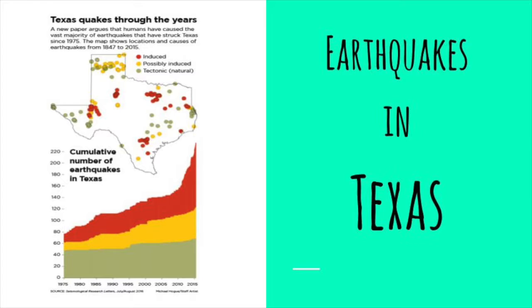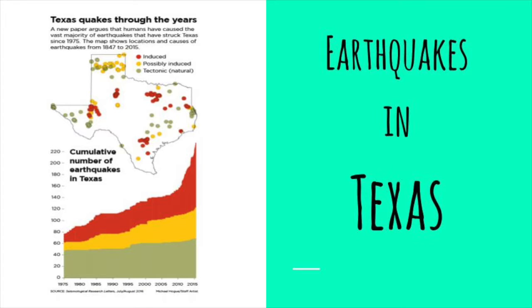Now, this slide is the amount of earthquakes in Texas between 1847 and 2015. Over the last 40 years, the amount of earthquakes has increased, which makes sense. However, the amount of interference by humans and possible human interference outnumbers the natural causes. This is not fully connected to fracking, but it certainly plays a big role.